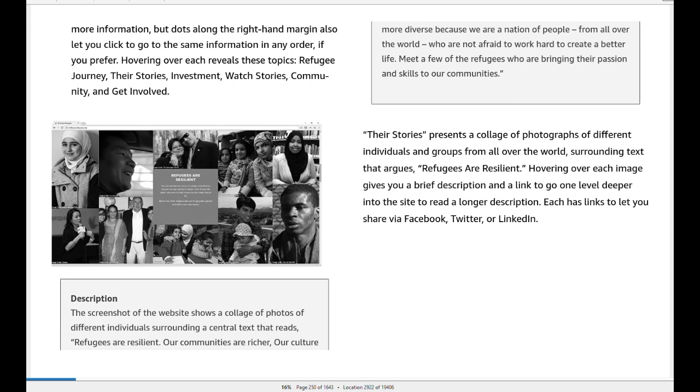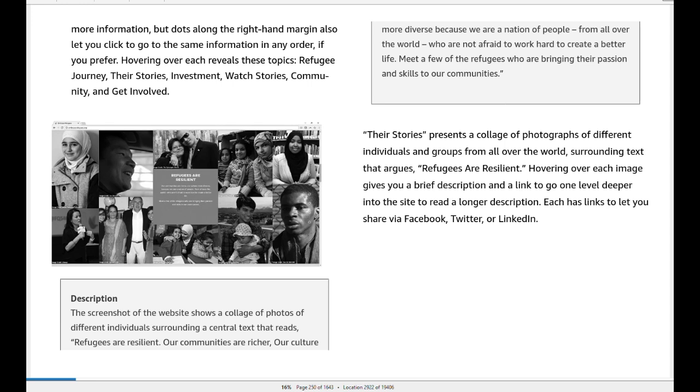The screenshot of the website shows a collage of photos of different individuals surrounding a central text that reads, "Refugees are resilient. Our communities are richer, our culture more diverse, because we are a nation of people from all over the world who are not afraid to work hard to create a better life. Meet a few of the refugees who are bringing their passion and skills to our communities."